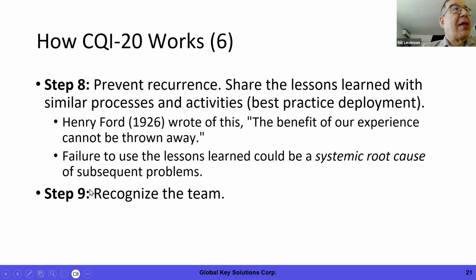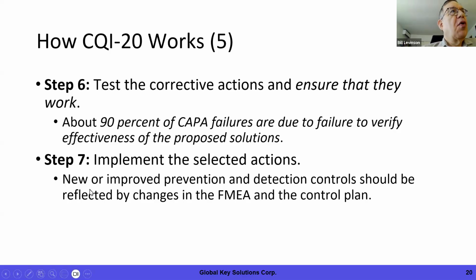Next, implement the selected action. Newer improved prevention and detection controls should be reflected by changes in the FMEA and the control plan. Remember, everything has to be documented, and if you don't add the improvements to the control plan, they're probably not going to be permanent, and then we'll be having the same problems again. Next slide.